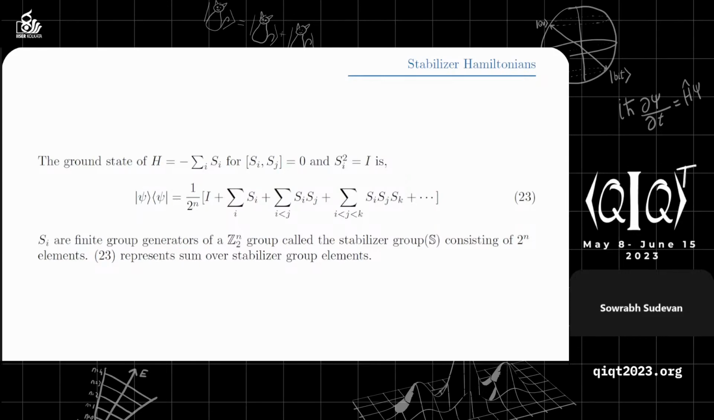Now, there are also Hamiltonians which are composed of stabilizer operators. That is, there are Hamiltonians on spin systems.